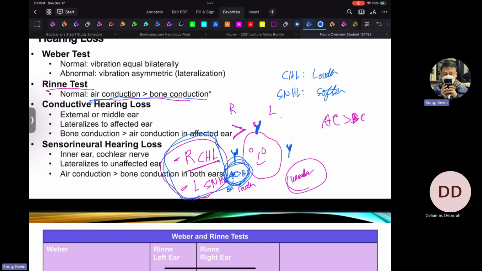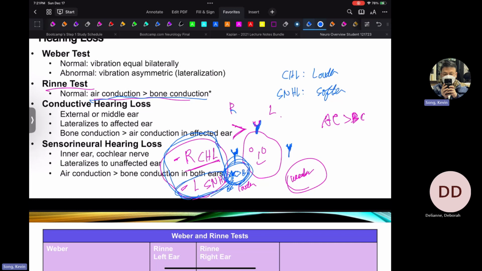Right side is normal simply means that you have this finding, because if the right side were a problem, you would not see this. The right side has no problem. The problem is in the left side. So in other words, if air conduction was louder than bone conduction, then your conclusion is left side sensorineural hearing loss.